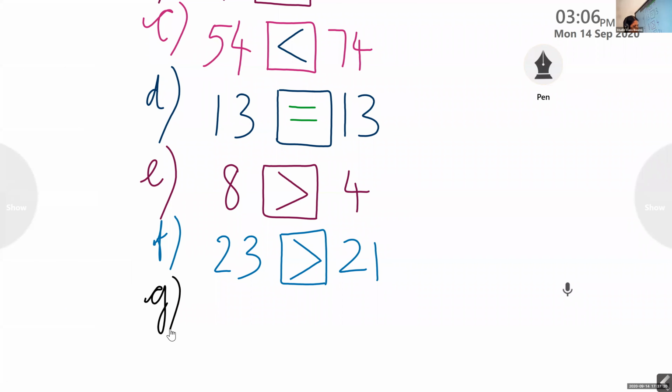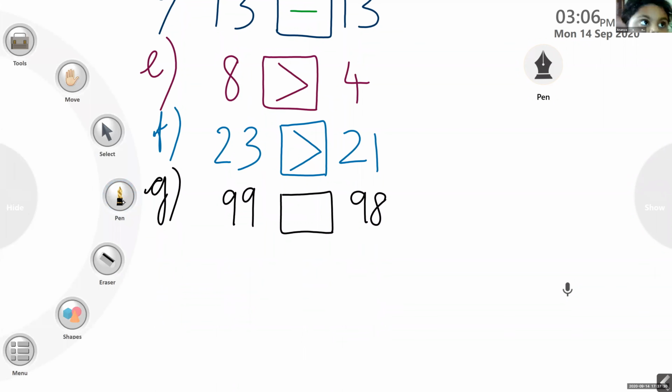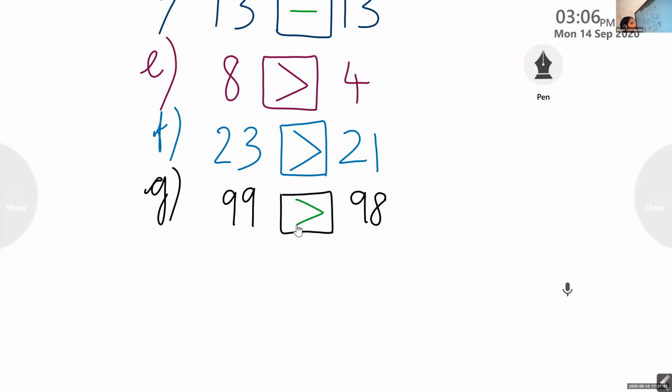Then we have G. In G we have 99 and 98. Okay, Rayan, tell me, which is the bigger number? 99. So the mouth of the fish will be open that side. Now how will we read this? 99 is greater than 98.